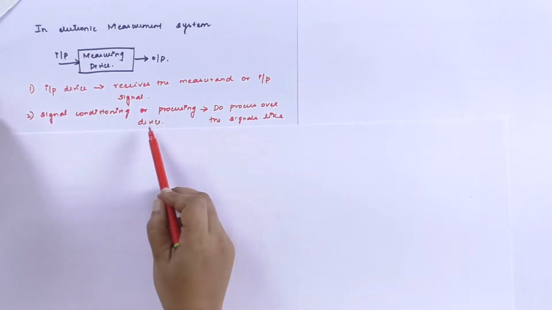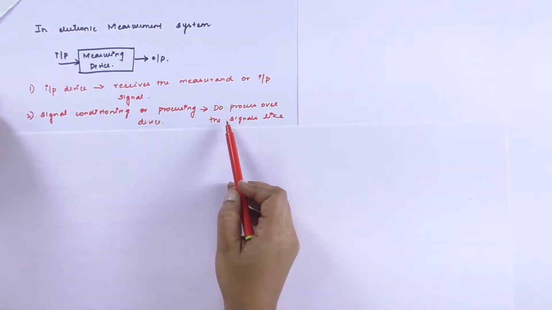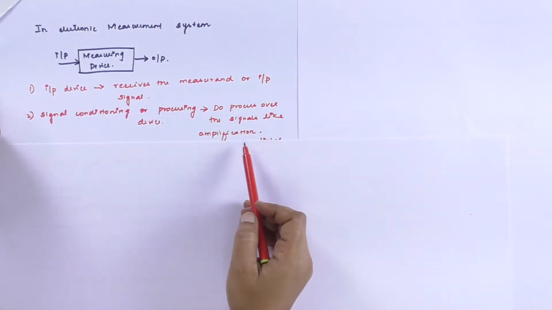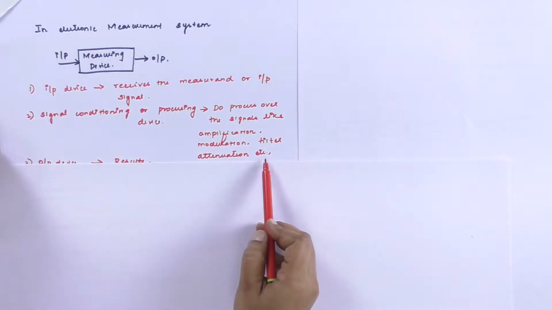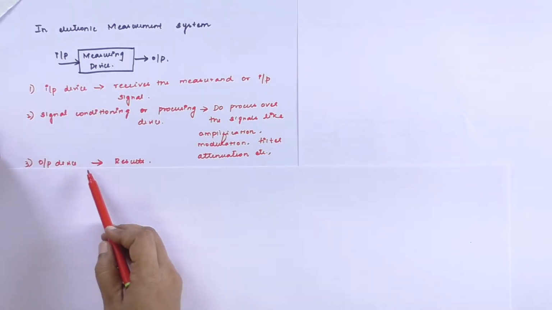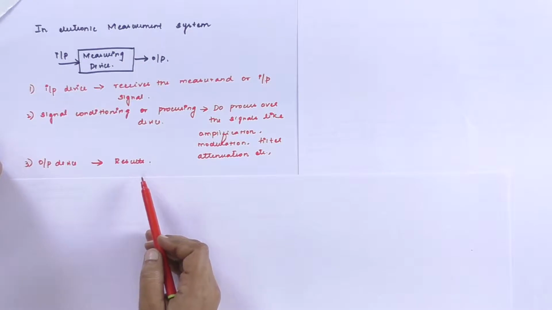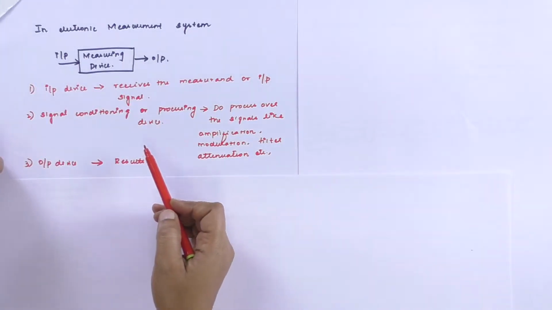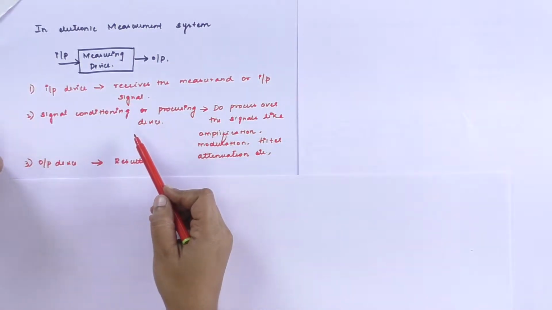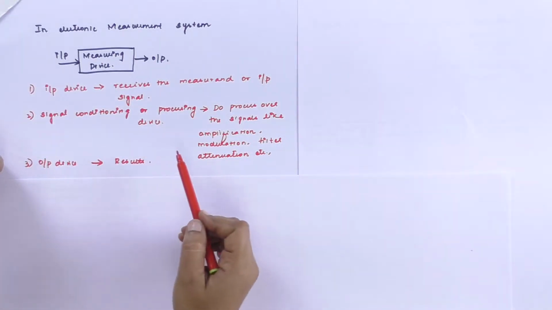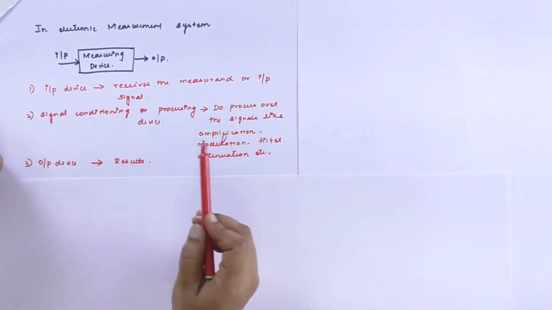Second one is the signal conditioning or processing device. The signal conditioning or processing device does processing over the signals like amplification, modulation, filtering and attenuation. And the third component is the output device, which gives the results of the quantity which is to be measured. Now, we know that the measuring device has three components: input device, signal conditioning or processing device and the output device.